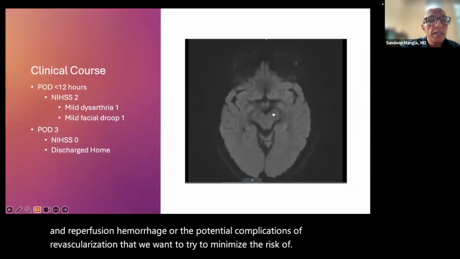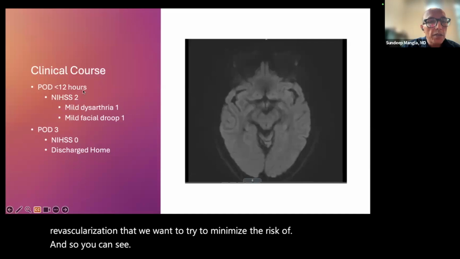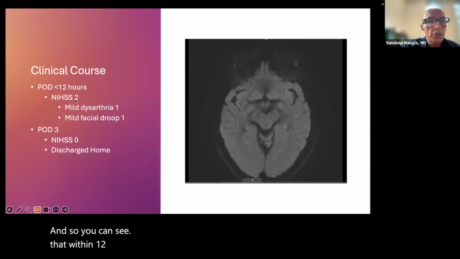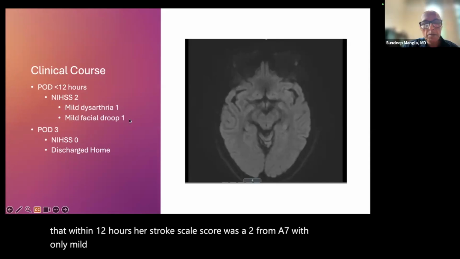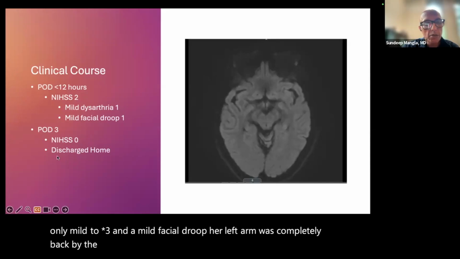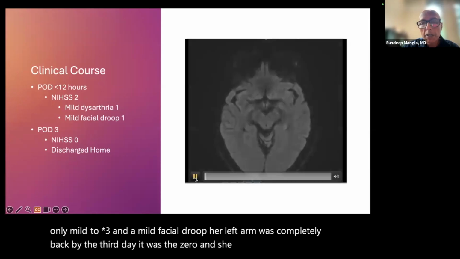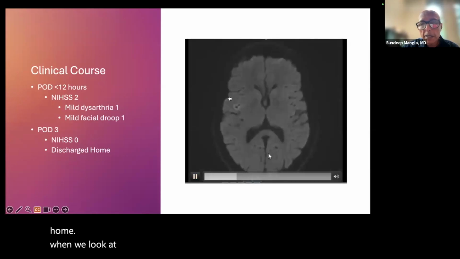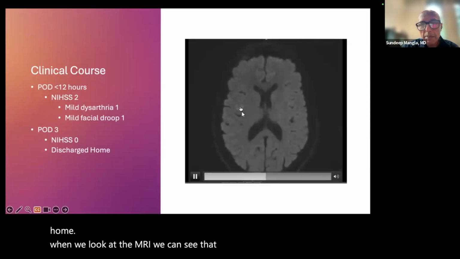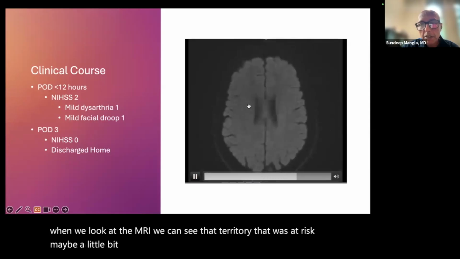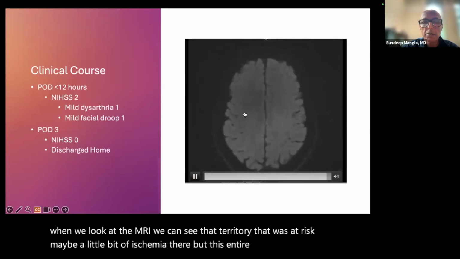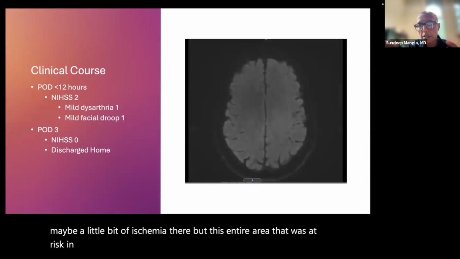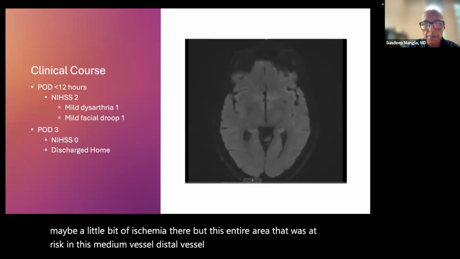And so you can see that within 12 hours, her stroke scale score went from a 7 to a 2, with only mild dysarthria and a mild facial droop. Her left arm was completely back. By the third day, it was 0, and she went home. When we look at the MRI, we can see that territory that was at risk, maybe a little bit of ischemia there, but this entire area that was at risk in this medium vessel, distal vessel occlusion was saved.